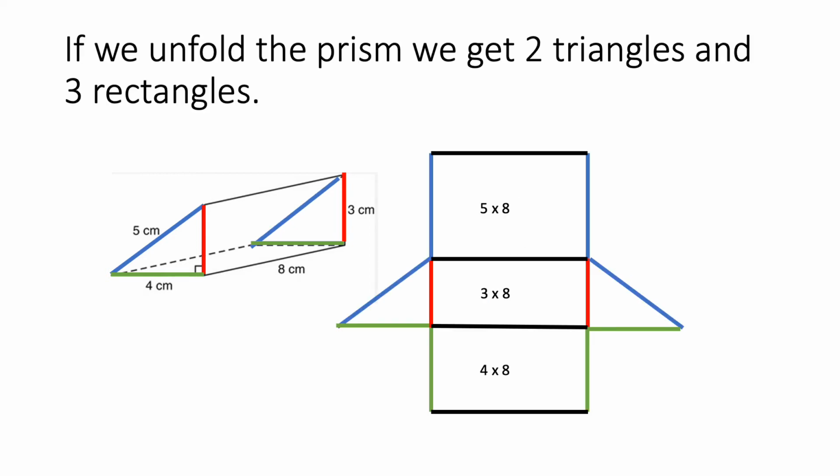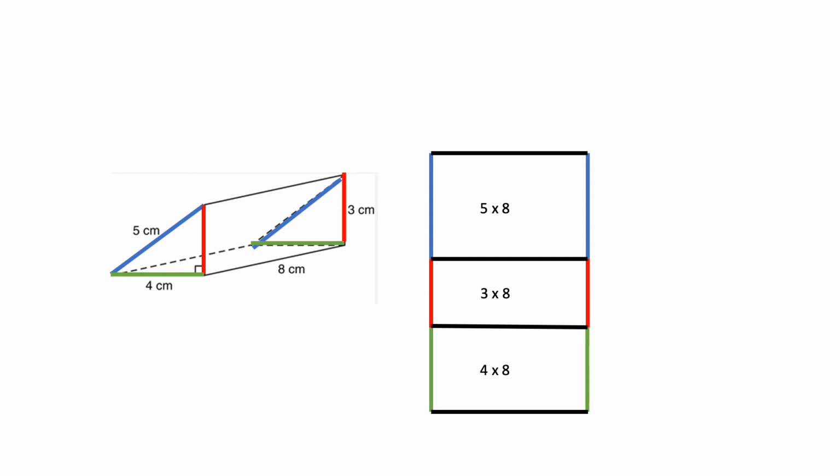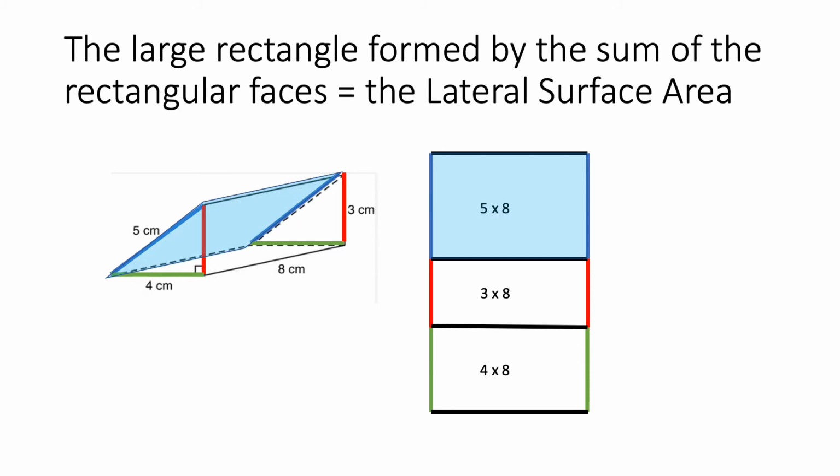If we unfold the prism, we get 2 triangles for bases and 3 rectangles. The 2 triangles would be 2 times the area of the base. Let's look specifically at the area of the rectangular faces, or the lateral surface area. The large rectangle is found here, and here is the one on the back and the one on the bottom, and they combine to form a large rectangle to form the lateral surface area.